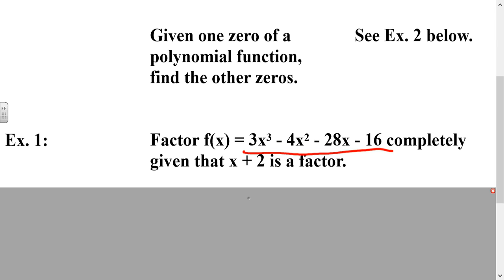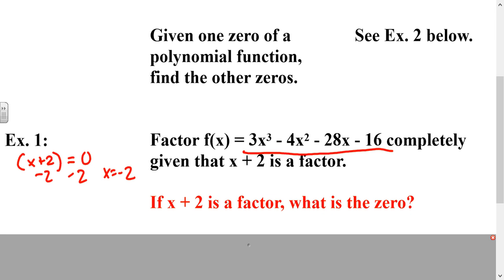So if x plus 2 is a factor, the number that goes on the outside for synthetic division is the zero, not the factor. If I set x plus 2 equal to 0, then I would subtract 2 from both sides, so x would equal negative 2. Whatever x equals, that's what we put on the outside of our synthetic division. So if x plus 2 is a factor, what's the zero? The zero would be negative 2.